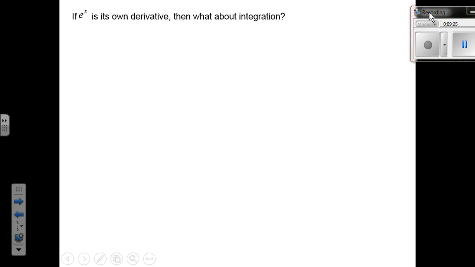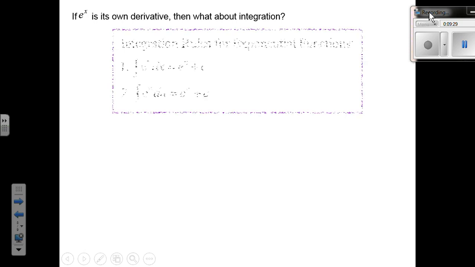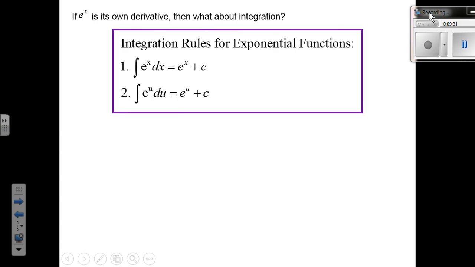Okay, so then now if e to the x is its own derivative, then think about the integration. How do we do the integration? Well, it's just going to be e to the x plus c. All right, and then if I have e to something else besides just x, I have to make sure that the du is also in my integration, just like normal u substitution. All right, and then if I have the du, then it's just going to be e to the u plus c. So let's do an example.